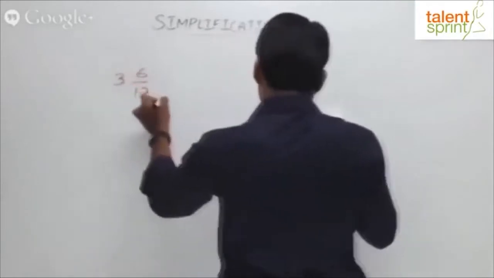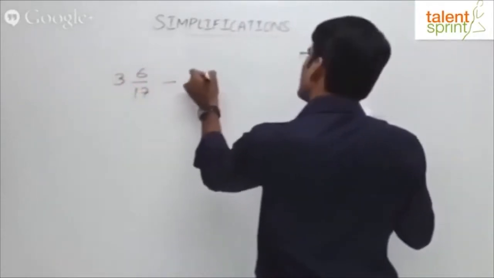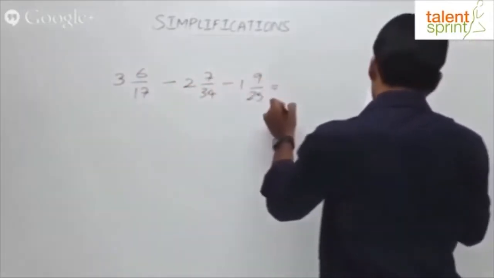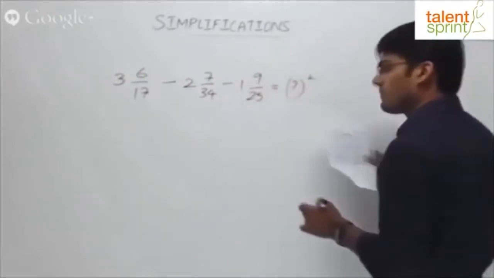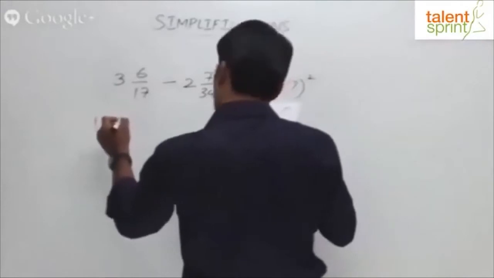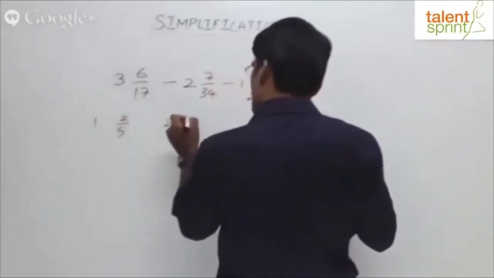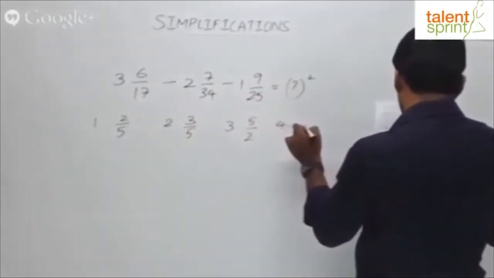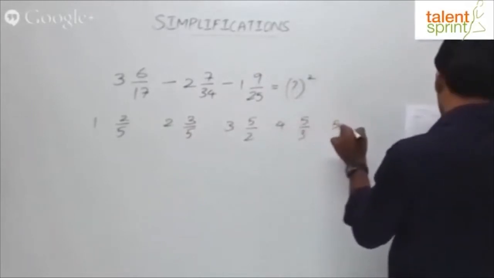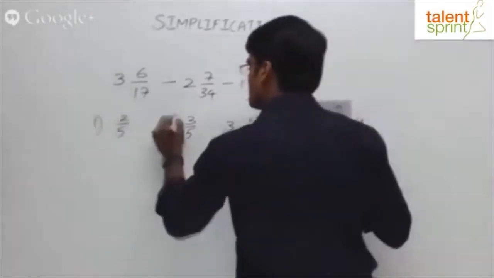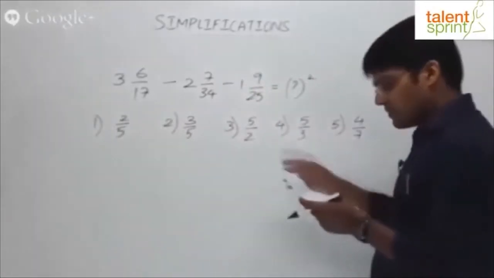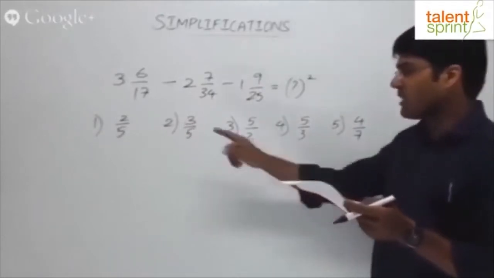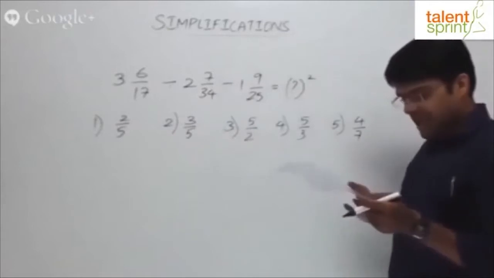3 6 by 17 divided by 2 7 by 34 minus 1 9 by 25 equals question mark squared. Options are, the first option here is 2 by 5, second option is 3 by 5, third option is 5 by 2, fourth option will be 5 by 3, and the fifth option is 4 by 7, right? So 3 6 by 17 divided by 2 7 by 34 minus 1 9 by 25 equals question mark square. 2 by 5, 3 by 5, 5 by 2, 5 by 3, and 4 by 7.